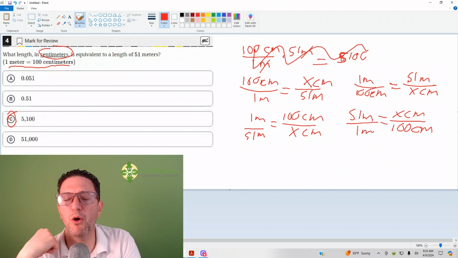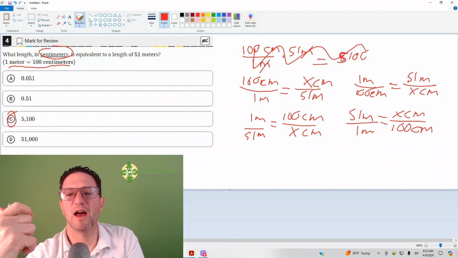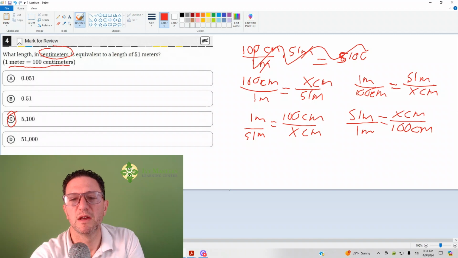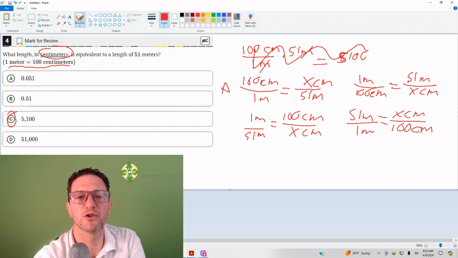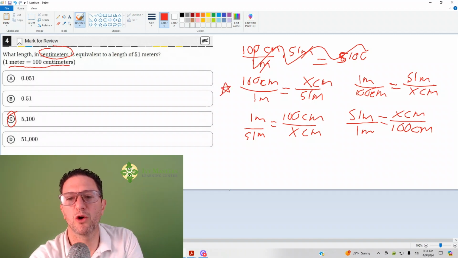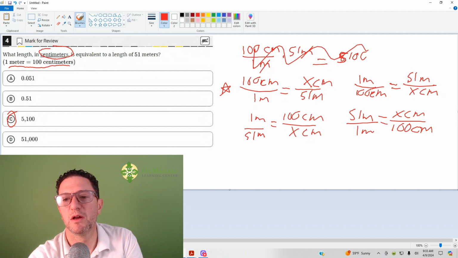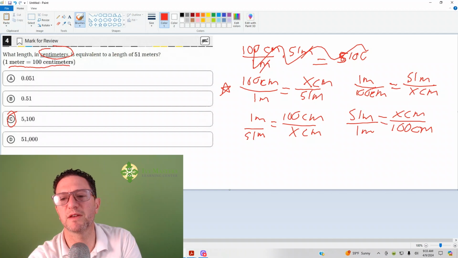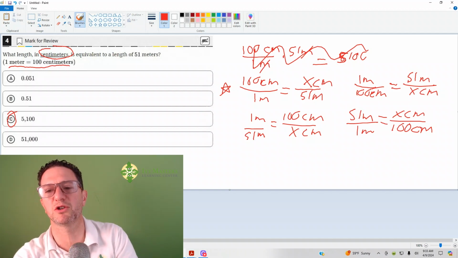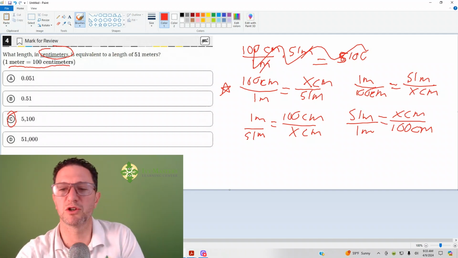So the important part is that they have a relationship. So you notice on this first one, 100 over 1 has a relationship because 100 centimeters equals 1 meter. And the right side of that same proportion, you've got centimeters on the top and the bottom. Now the tops have a relationship because they're both centimeters. The bottoms have a relationship because they're both meters.